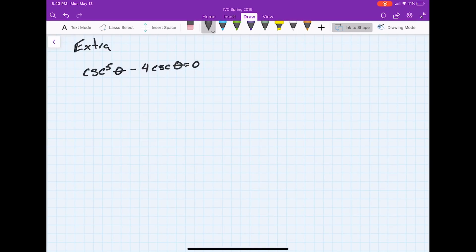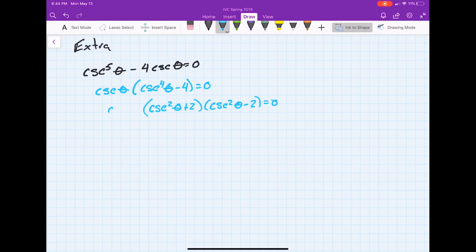Now there's two other additional types of problems that were added to our review that weren't on our review. So I'm going to do a couple examples of each of those types, and then we should be getting close to being done. So on this one, we can factor out a cosecant. So we end up with cosecant theta times the quantity cosecant to the fourth theta minus 4. And then that gives us a difference of squares. So we have cosecant squared theta plus 2 times cosecant squared theta minus 2. And of course, in the beginning here, this all equals 0.